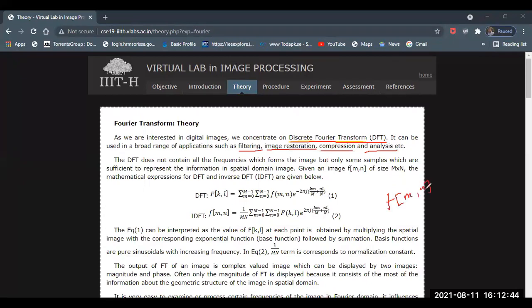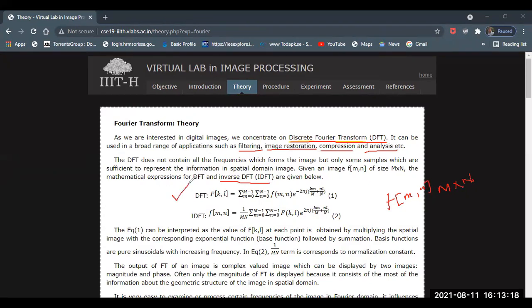Now it is of a size, I have to say, size of N comma N. Then the mathematical expression for the DFT and inverse DFT. Now inverse DFT is basically used to retrieve back the original image from the frequency domain. So IDFT is used to get back the original image. So the mathematical formula, as you can see, is expressed like this.